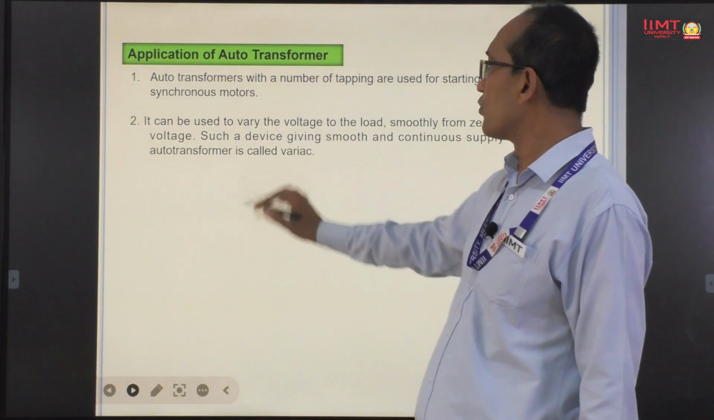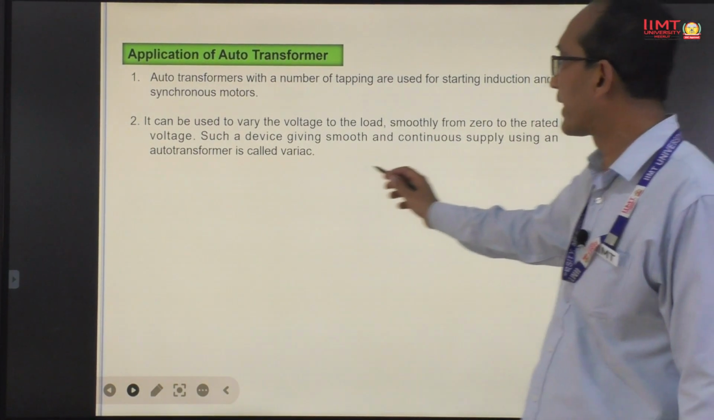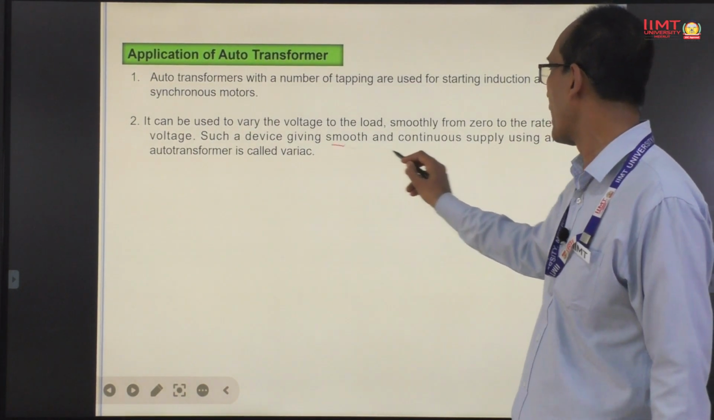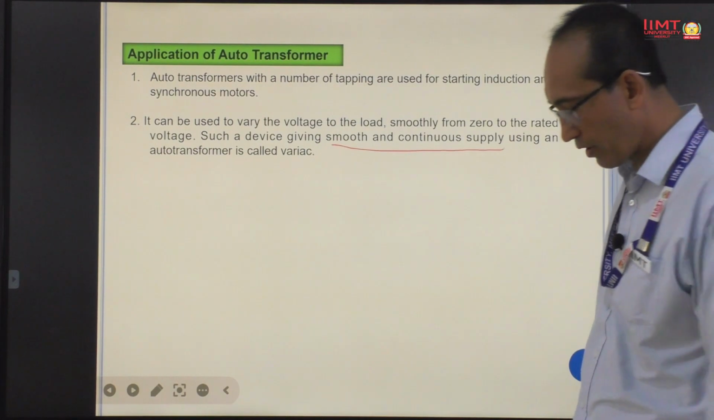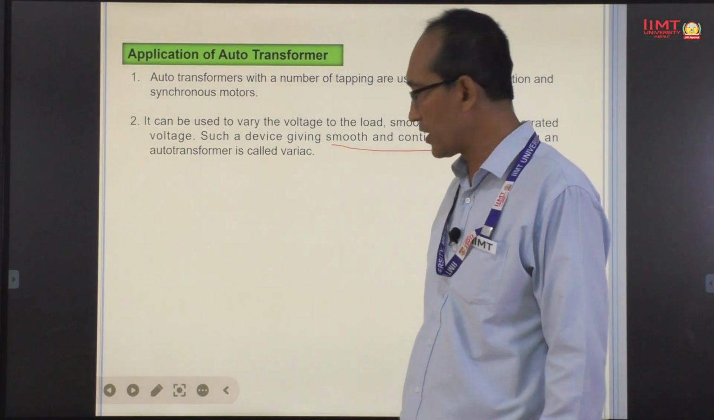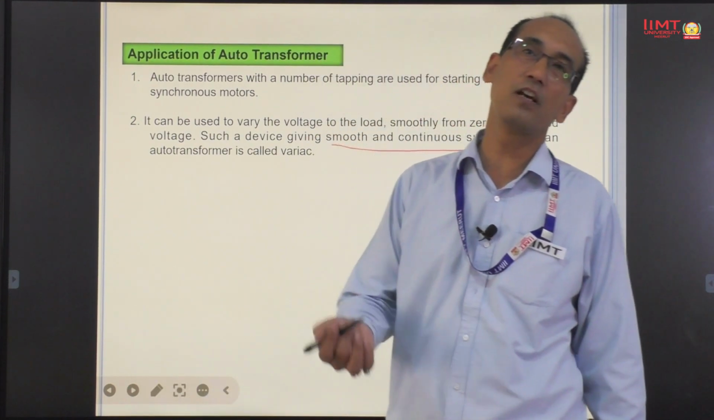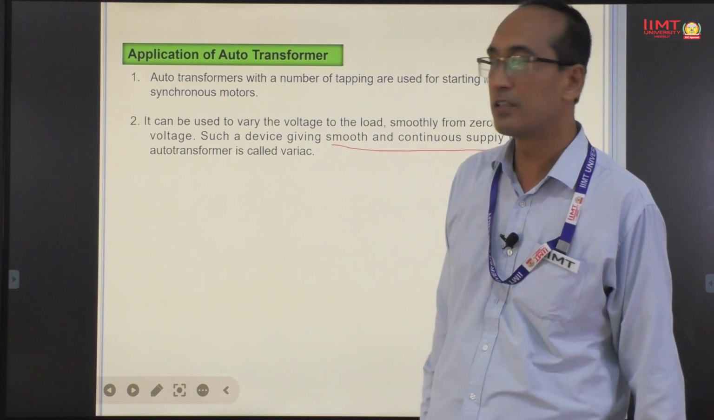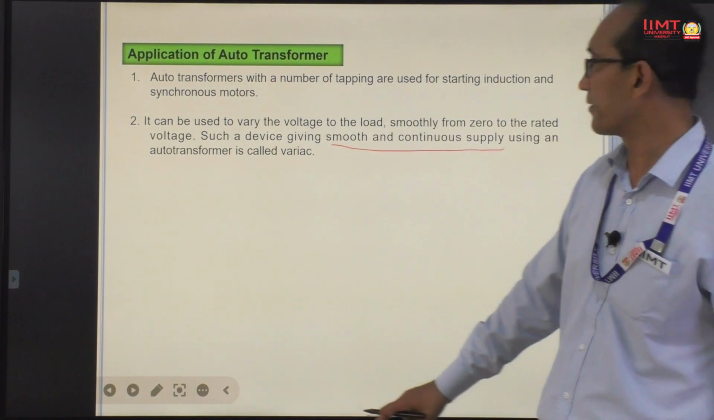Second, it can be used to vary the voltage to the load smoothly from 0 to rated voltage. Such a device giving smooth and continuous supply using an auto transformer is known as the variac. This is the best application of single phase transformer we are using here in laboratories for different practicals, and in the starting of induction motor and synchronous motor.